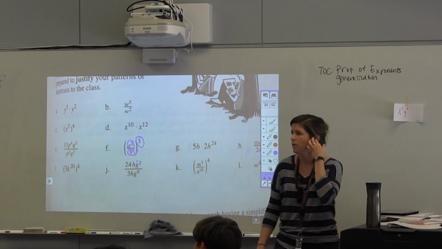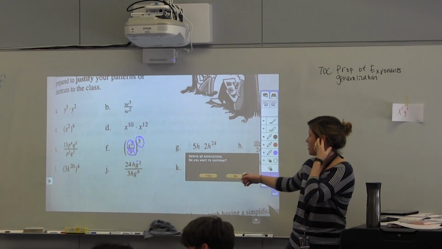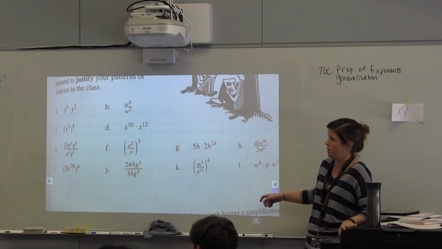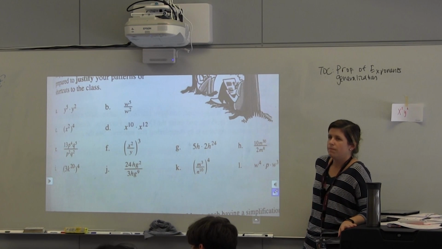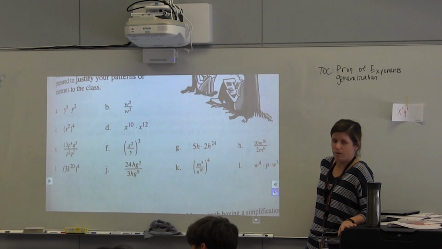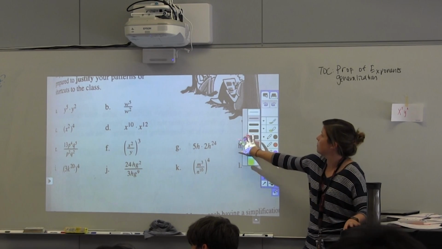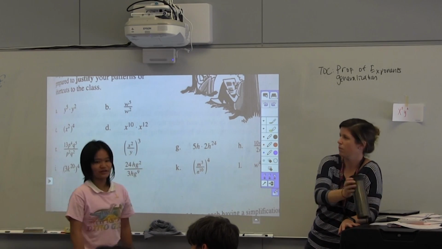So don't forget that. Okay, some other ones that seem to be tricking people that I saw was this 5h times 2h to the 24th. Anyone want to do that one? Abby, you want to do it?